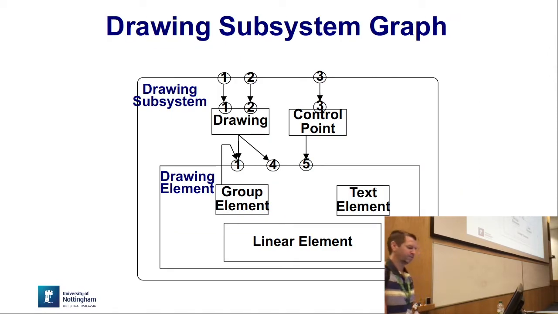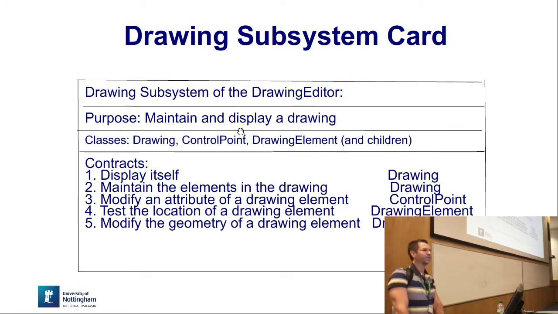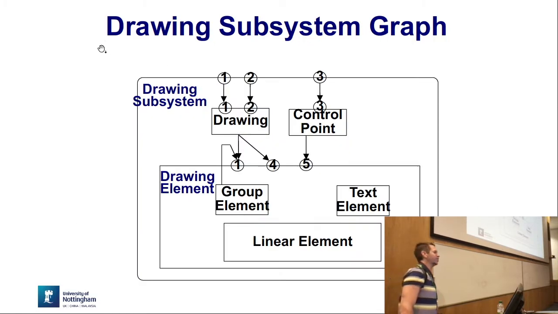This is what the subsystem graph can look like for that. So here we have the card, and here we have the graph representation of that same subsystem. This is using a notation from the book, right? There are 3 contracts here, or sets of responsibilities. Here's our drawing subsystem. These are carried out using the drawing class. This one's carried out using the control point class. And look, there's even another subsystem, or possibly another subsystem here, right? The drawing element subsystem.